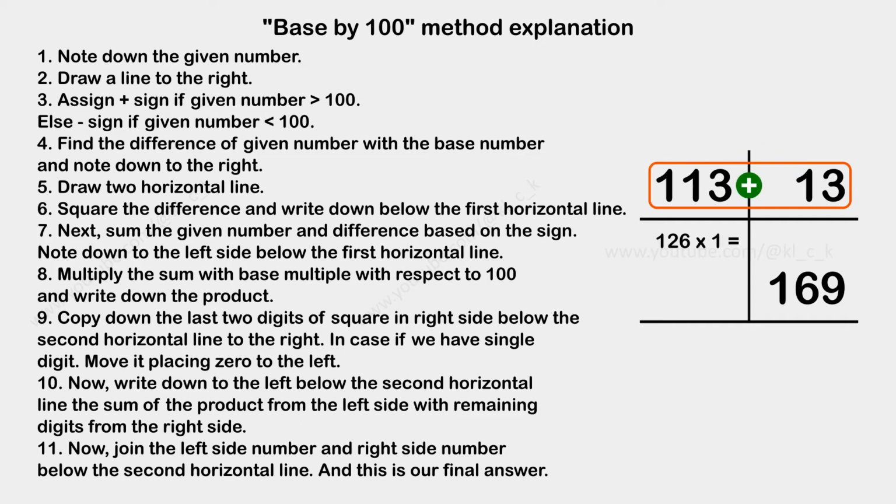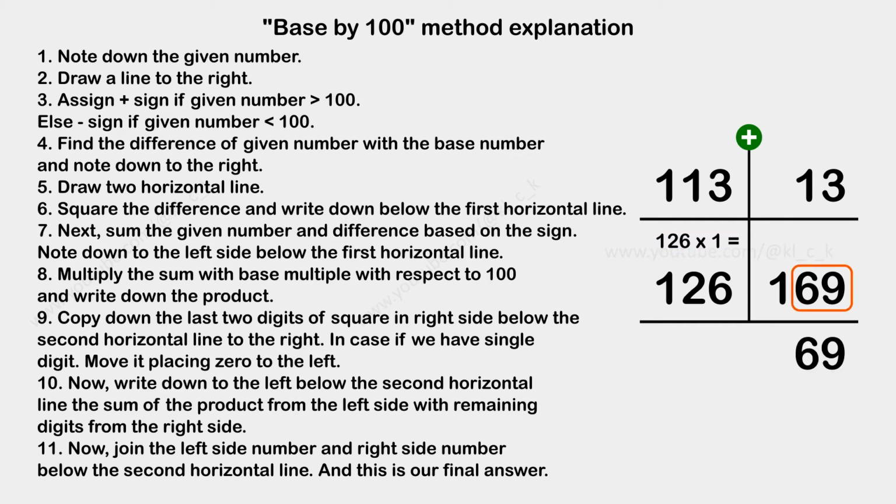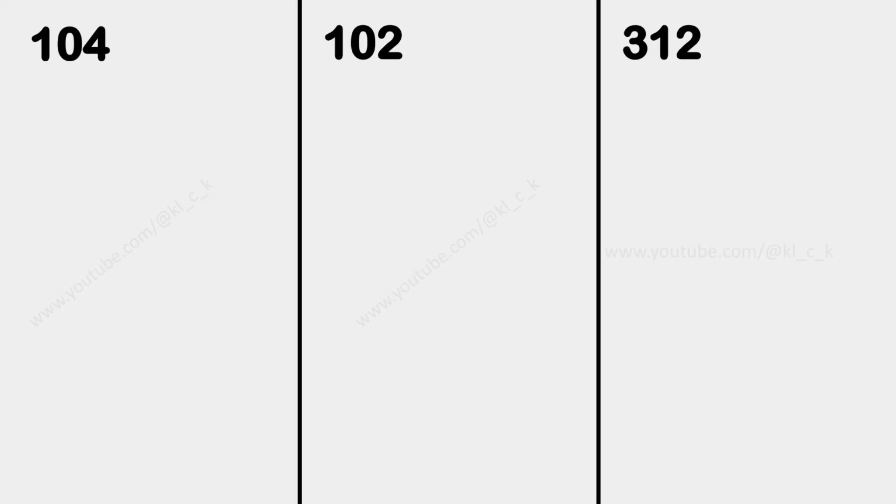Next, sum the given number and difference based on the sign. Note down to the left side below the first horizontal line. Next, multiply the sum with base multiple with respect to 100 and write down the product. Next, copy down the last two digits of square in right side below the second horizontal line to the right. In case if we have single digit, move it placing 0 to the left. Now, write down to the left below the second horizontal line the sum of the product from the left side with remaining digits from the right side. Now join the left side number and right side number below the second horizontal line, and this is our final answer. Let's try few examples.